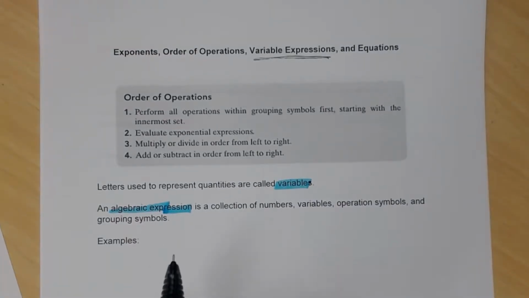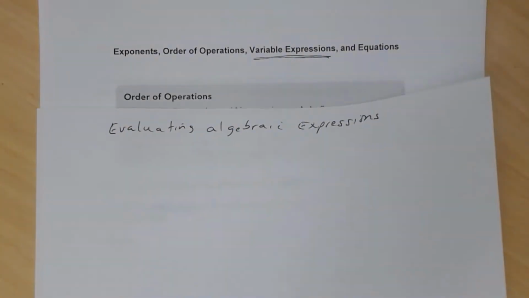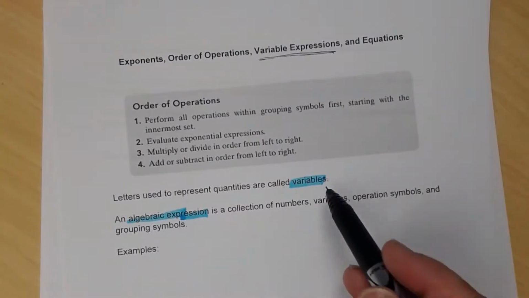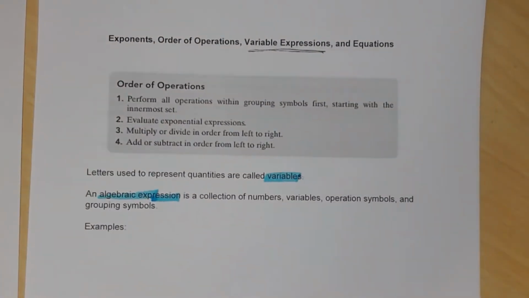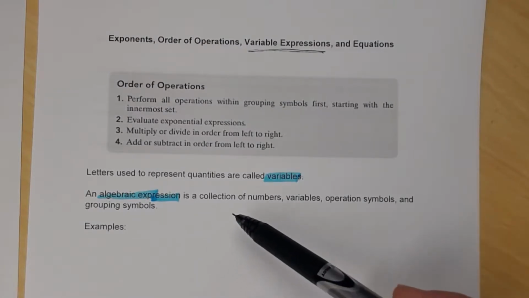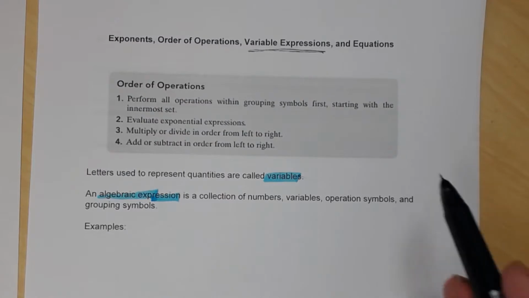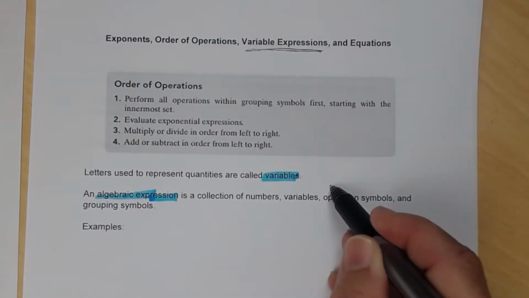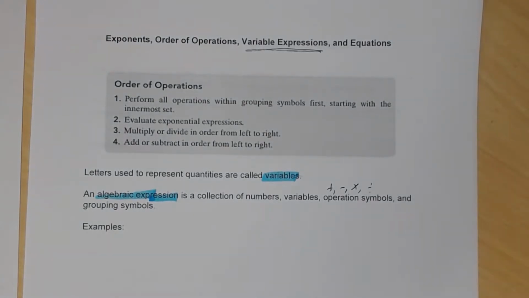All right, so when we talk about variable expressions and evaluating algebraic expressions, we're talking about variables, which are letters used to represent quantities, and an algebraic expression is a collection of numbers, variables, operation symbols, and remember, your operation symbols are things such as addition, subtraction, multiplication, division, and grouping symbols.